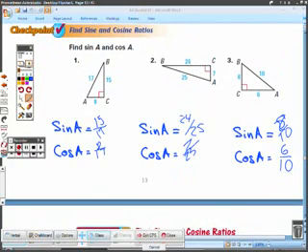Let's see. Sine of A is 15 over 17. That's correct. Put a check on that. This one, 8 over 17. That's correct. Sine of A over here, 24/25. This one obviously is 7 over 25.